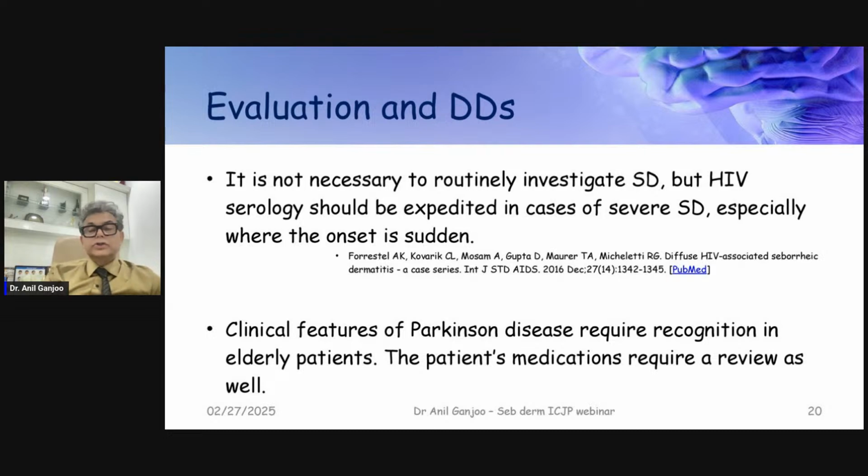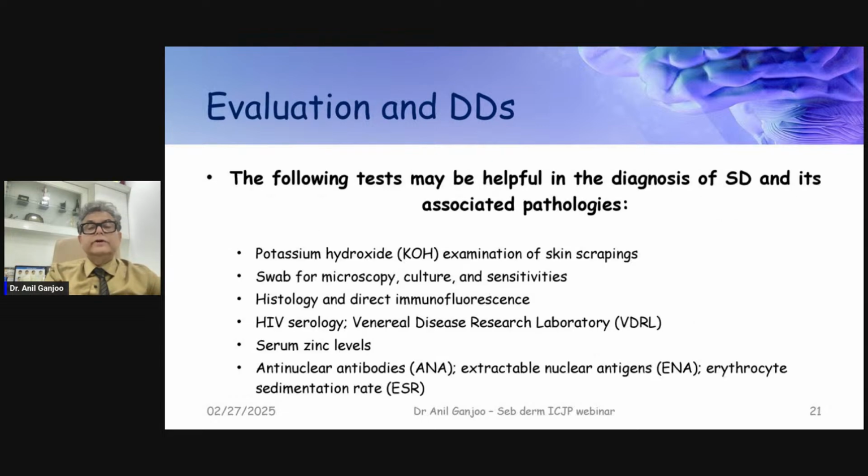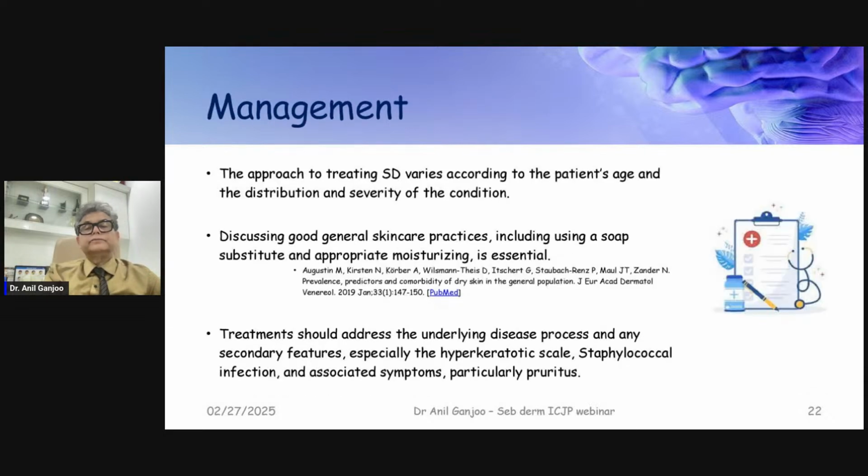Then look for causes of immunocompromise, do an HIV serology, look for neurological disorders like Parkinsonism, etc. These tests can help you distinguish from other conditions, like a KOH examination to exclude a fungal infection, histology and direct immunofluorescence to differentiate psoriasis, HIV serology if there is very severe disease, serum zinc levels, because zinc deficiency can present like this, anti-nuclear antibodies, etc.